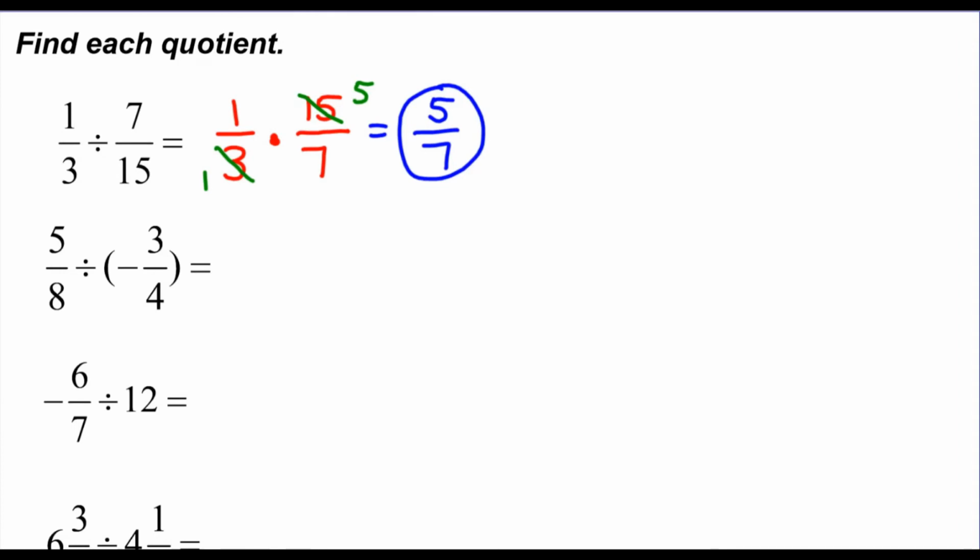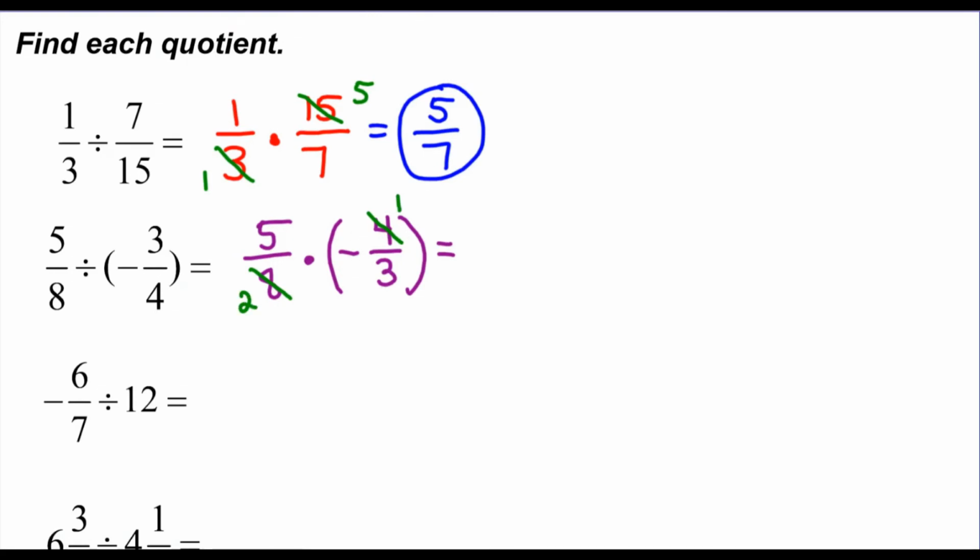Next one, 5/8 divided by -3/4. Again, I'm not going to divide these fractions. I'm going to multiply by the reciprocal of the second fraction. So the reciprocal of -3/4 is -4/3. So I just flip that second fraction over, and now I can multiply. I do have some common factors again. 4 and 8 have a common factor of 4. 4 divided by 4 is 1. 8 divided by 4 is 2.